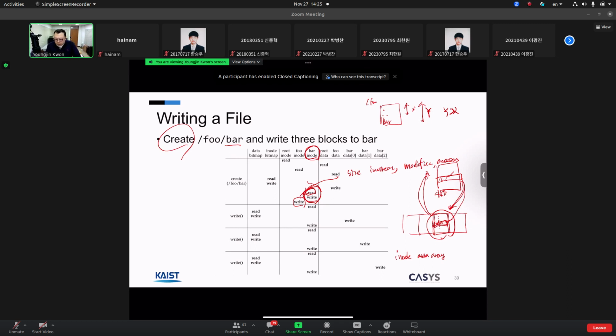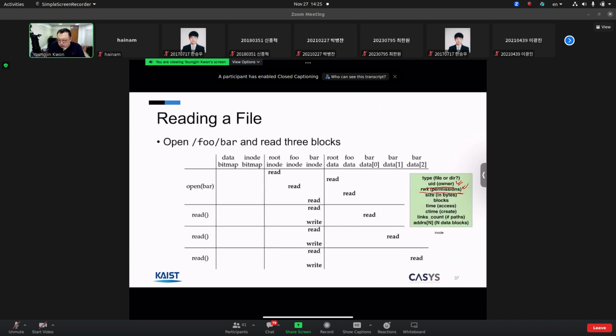For reading page file 37, are writes for modifying last access time? Yes. Write also modifies the last access time? Yes. Write modifies both access time and modified time. Yes. Any other questions?